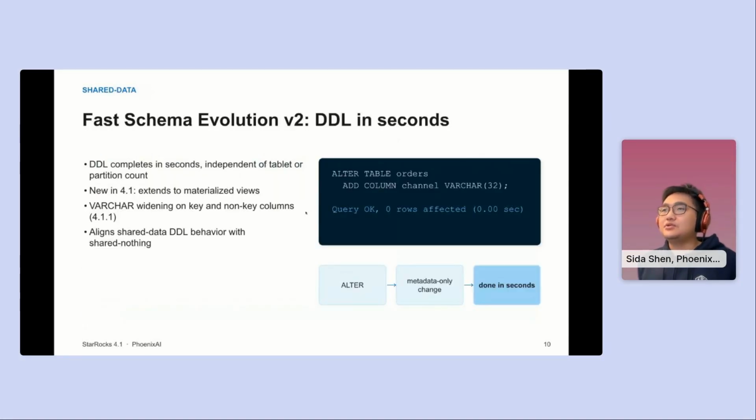Okay, next is fast schema evolution V2. Before, fast schema evolution, the metadata-only operation, only worked in shared nothing clusters. Now it works with shared data. And the new implementation is a 100% pure metadata operation. It doesn't even depend on how many partitions or how many tablets you have. It doesn't need to go through every single one of them, and it's a lot faster.